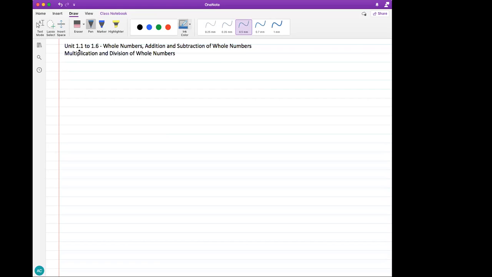All right, so today we're going to talk about the whole numbers, the units 1.1 all the way to 1.6 from the book. We first going to talk about the whole numbers, identify them and the different placements of the digits. Then we're also going to learn some addition, subtraction of whole numbers. And at the end, we're going to see how to multiply and divide these whole numbers. So this is basically like a little review on basic arithmetics.